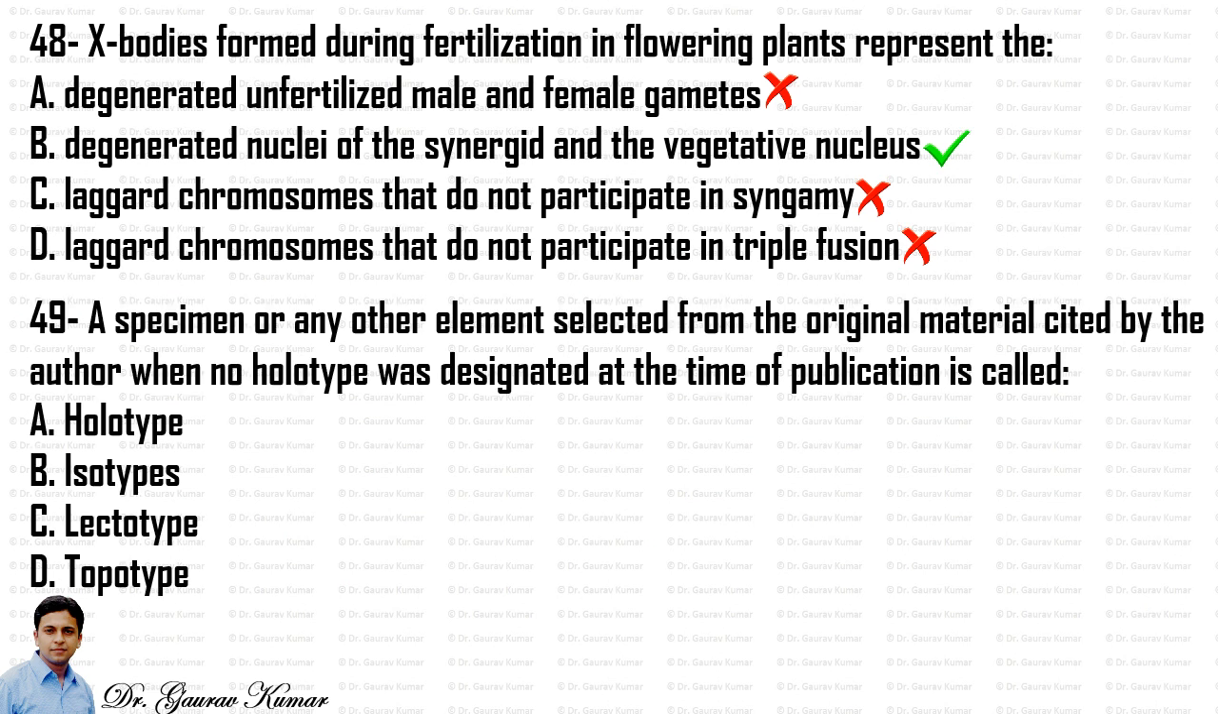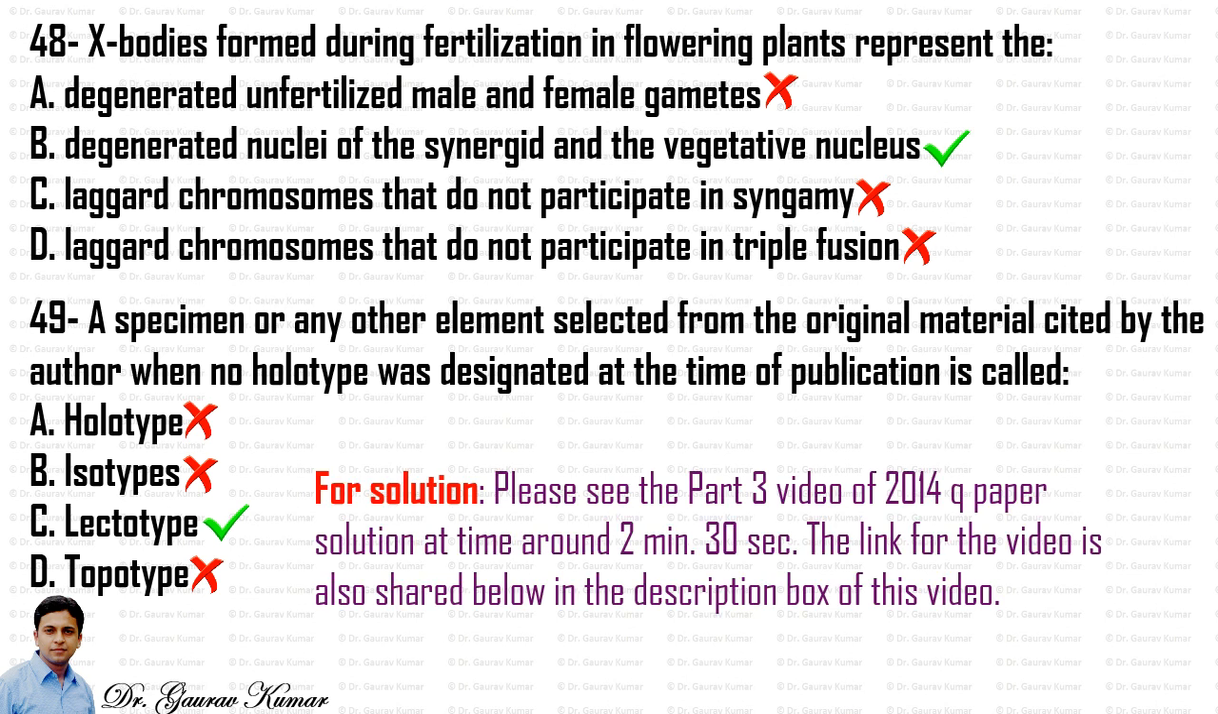A specimen or any other element selected from the original material cited by the author when no holotype was designated at the time of publication is called. The answer is C, that is lectotype. For a detailed explanation on the nomenclature type, please see the part 3 video of the 2014 question paper. The solution is around the 2 minute 30 second timeline. The link for the video is also shared below in the description box of this video.